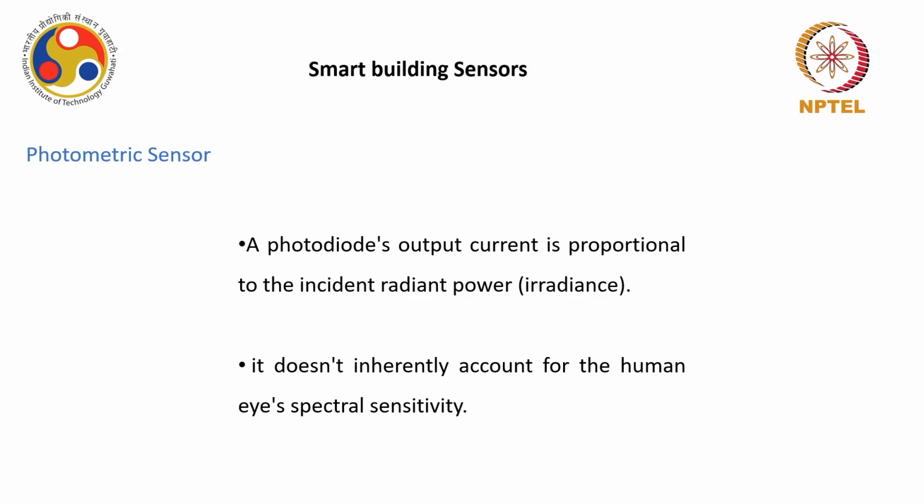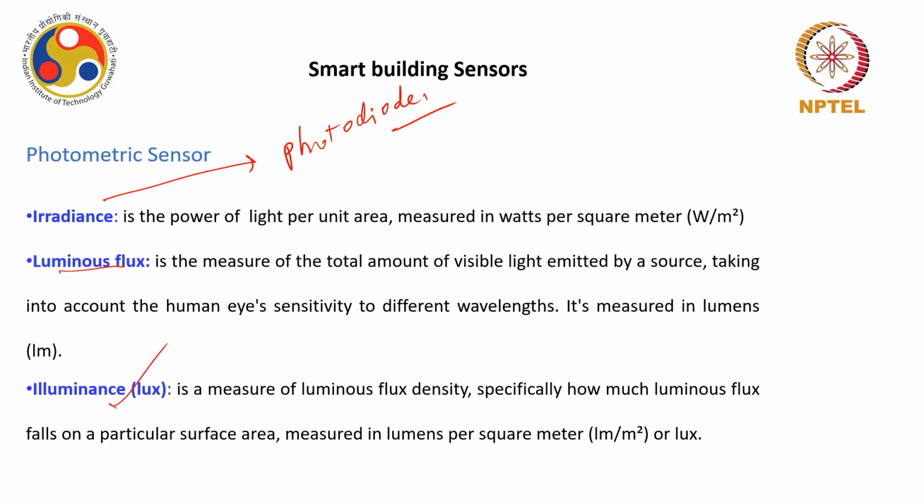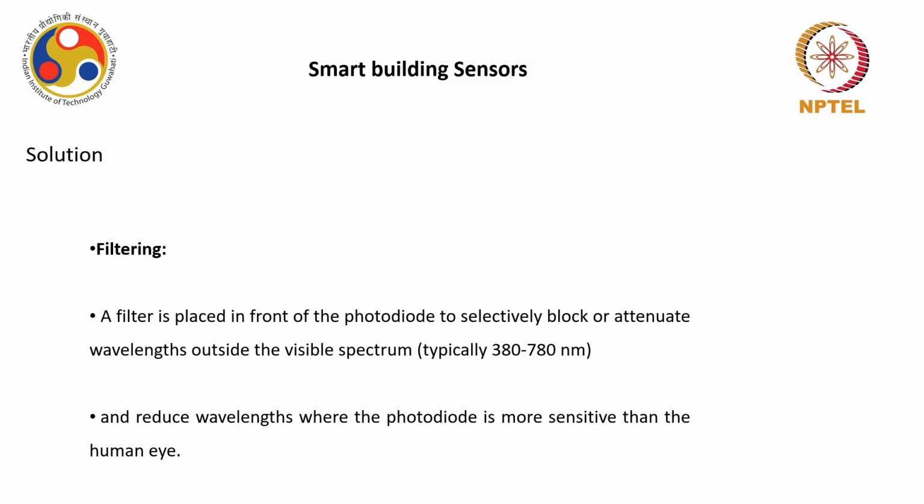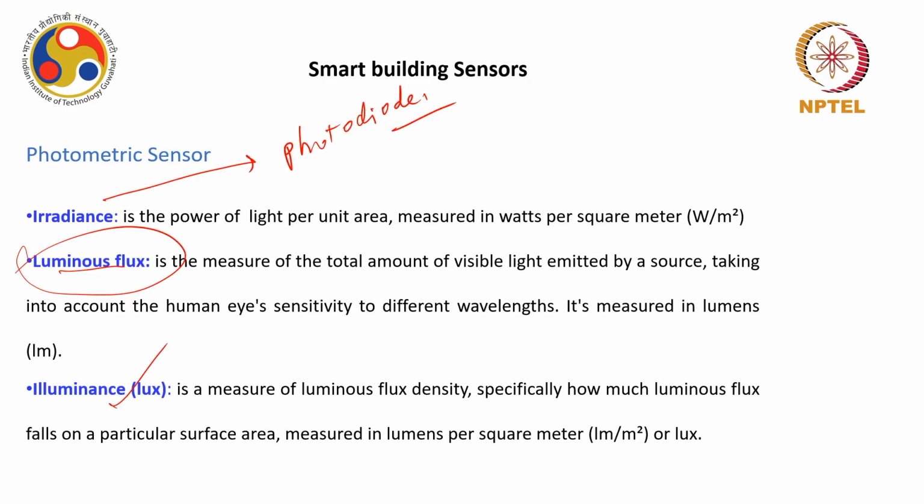A photodiode's output current is proportional to the incident radiant power, which is the irradiance. So it doesn't inherently account for the human eye's spectral sensitivity, because if it took that into consideration, it should give the output in terms of luminous flux. So what could be the solution? What could be the way by which we can get output in terms of luminous flux, or in terms of illuminance, which has a unit of lux?